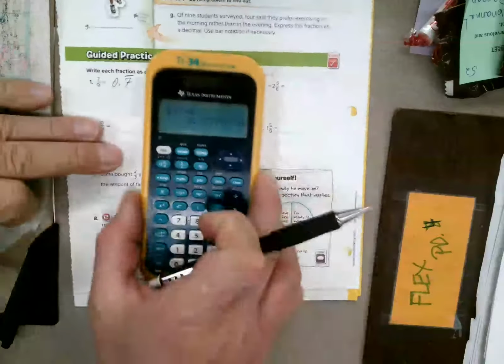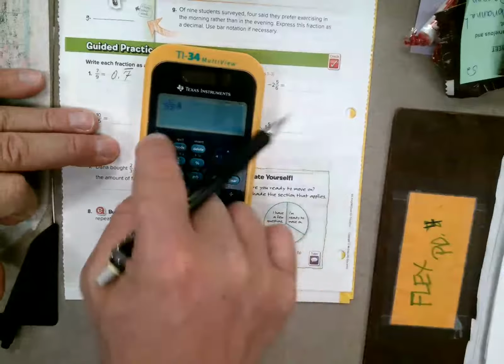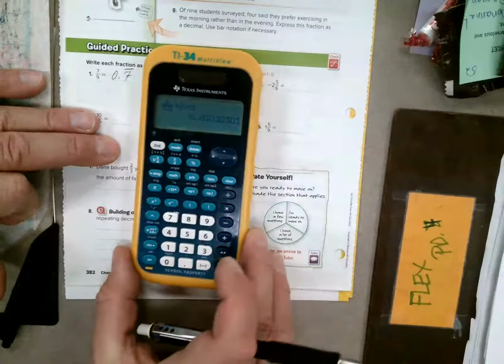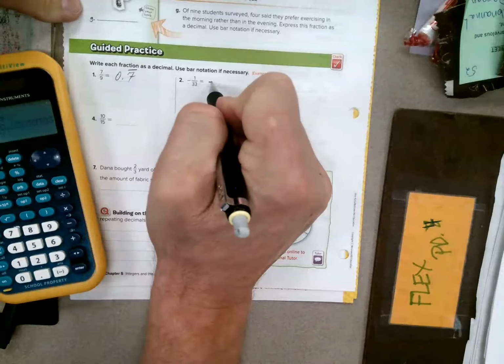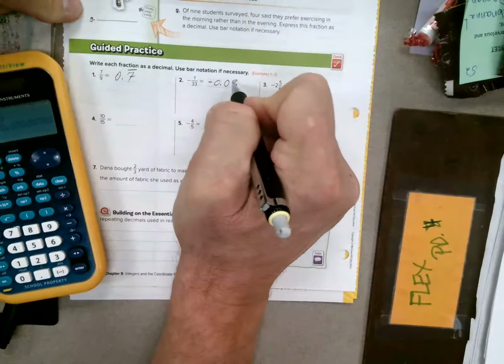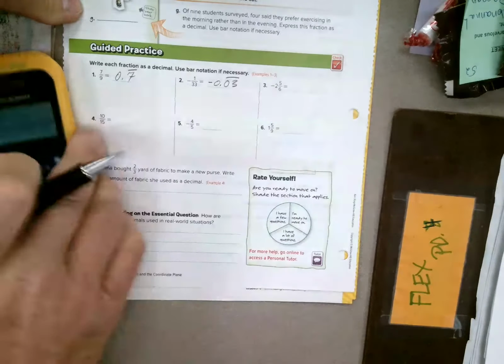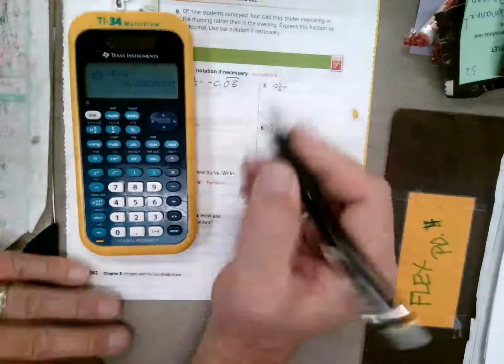Okay, next one. All right, 1 n over d, 33, go to the right, and then switch it. And there it is. Uh-oh, a little bit different. But look, we have a negative in front of that, so we're going to preface that with a negative. And we have 0.03 repeating. So the bar in this case goes over both digits, right?